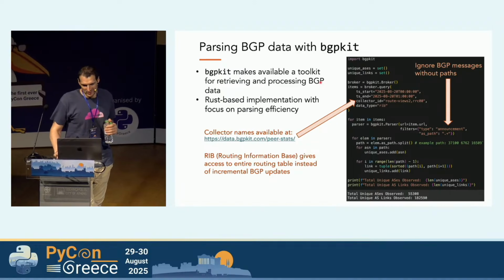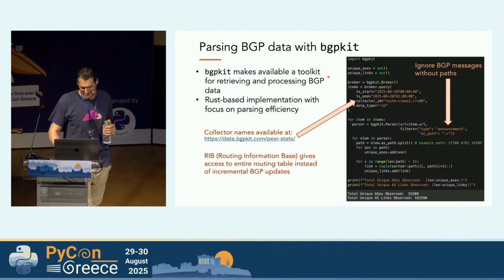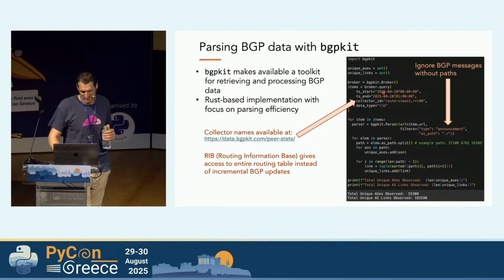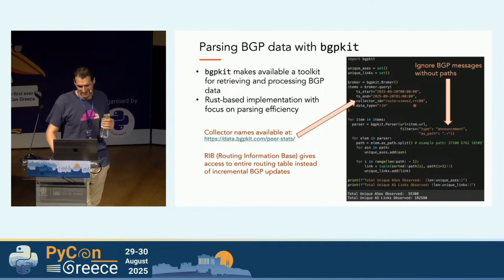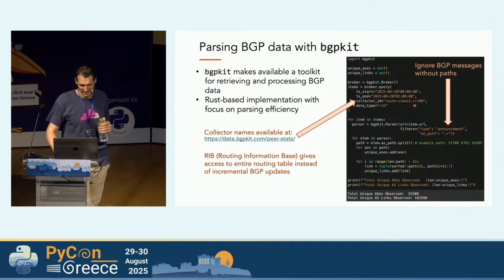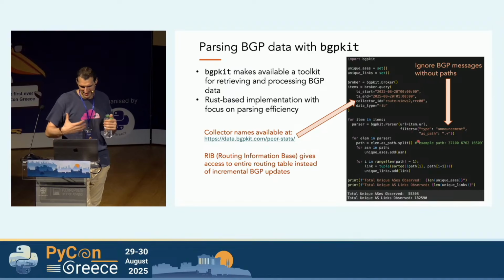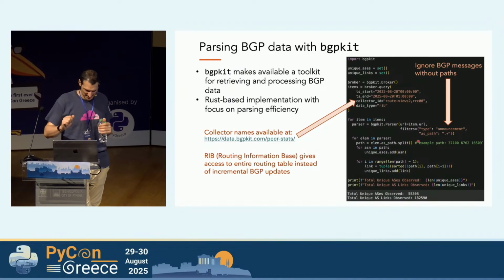So we just create a broker object. We say the start and end time, the names of the collectors, and then it's simple Python. You just get an element that exposes some properties like AS path, prefix, and so on.